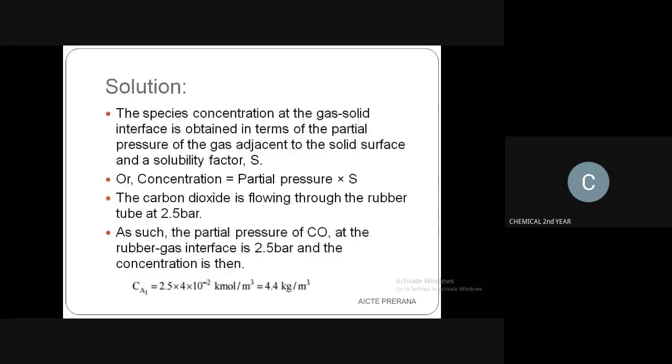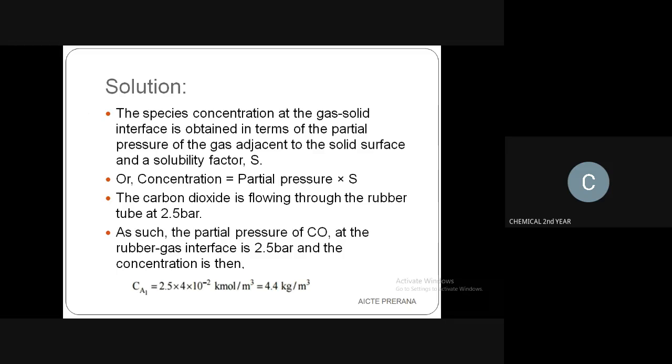Okay. Now the species concentration, that means the carbon dioxide concentration at the gas solid interface, is obtained in terms of the partial pressure of the gas adjacent to the solid surface and the solubility factor S, or concentration is equal to partial pressure into S. We found this out in the last problem itself. We found the concentration as partial pressure into solubility.